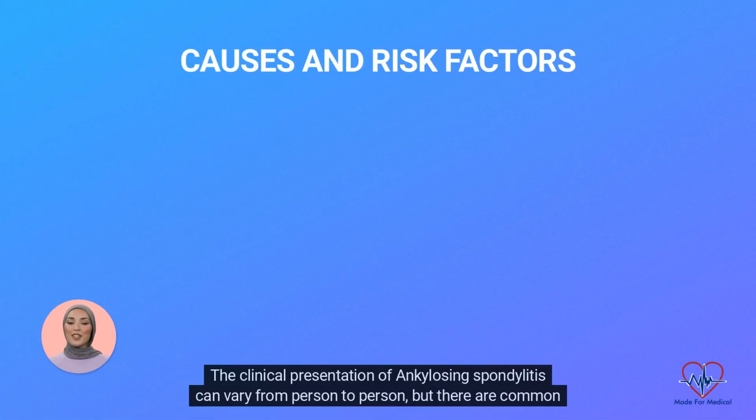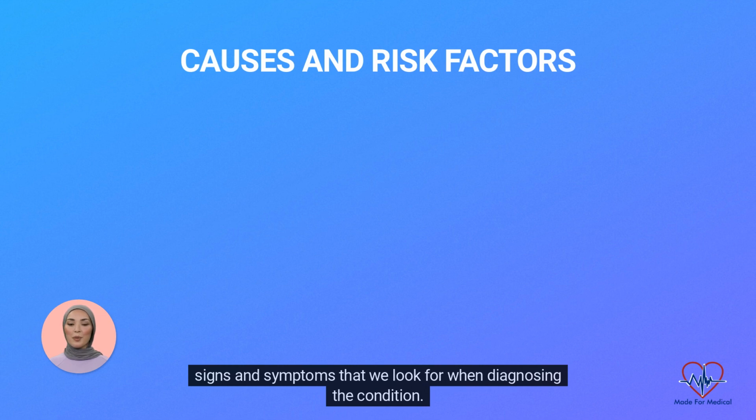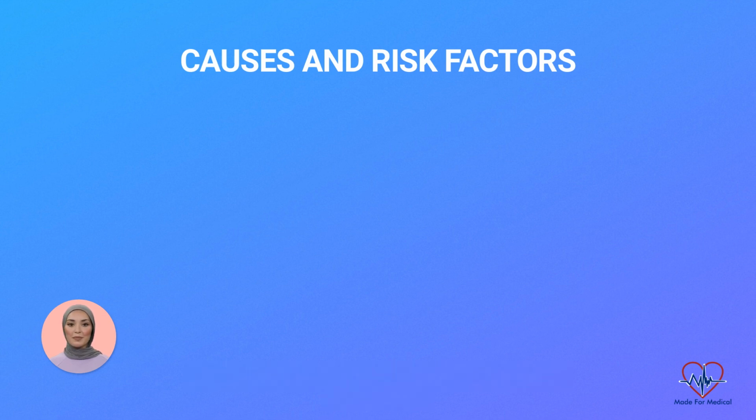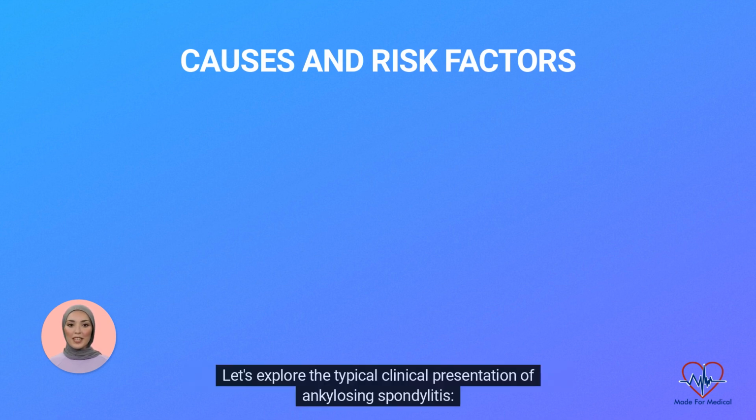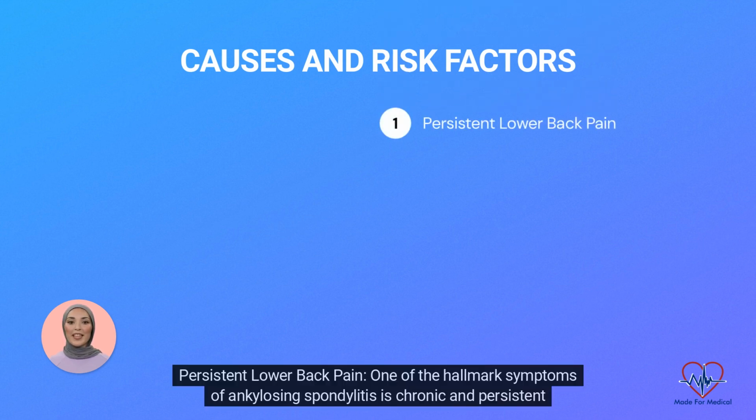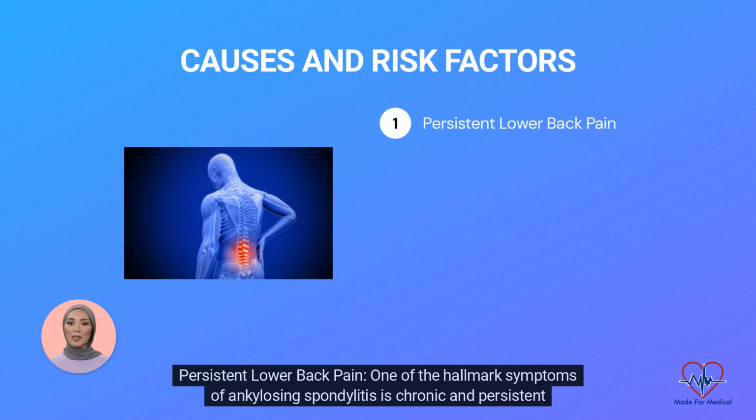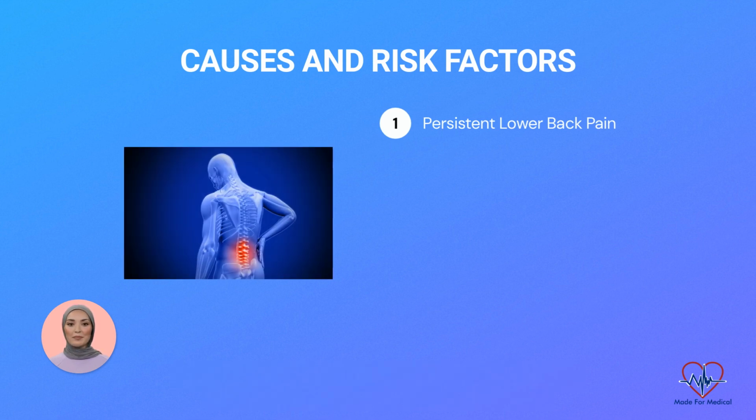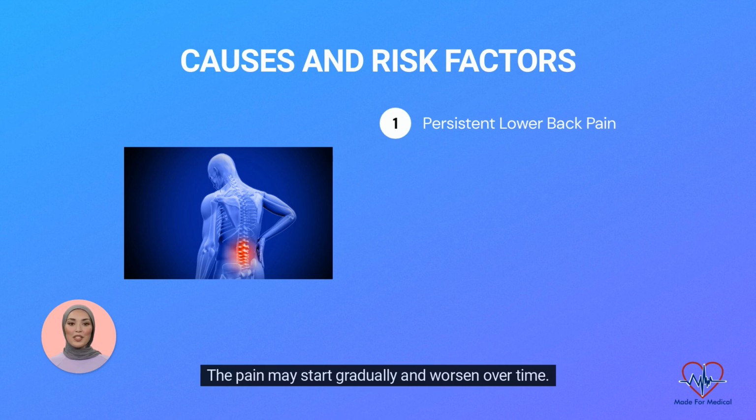The clinical presentation of ankylosing spondylitis can vary from person to person, but there are common signs and symptoms that we look for when diagnosing the condition. Let's explore the typical clinical presentation of ankylosing spondylitis. Persistent lower back pain. One of the hallmark symptoms of ankylosing spondylitis is chronic and persistent lower back pain. The pain may start gradually and worsen over time.